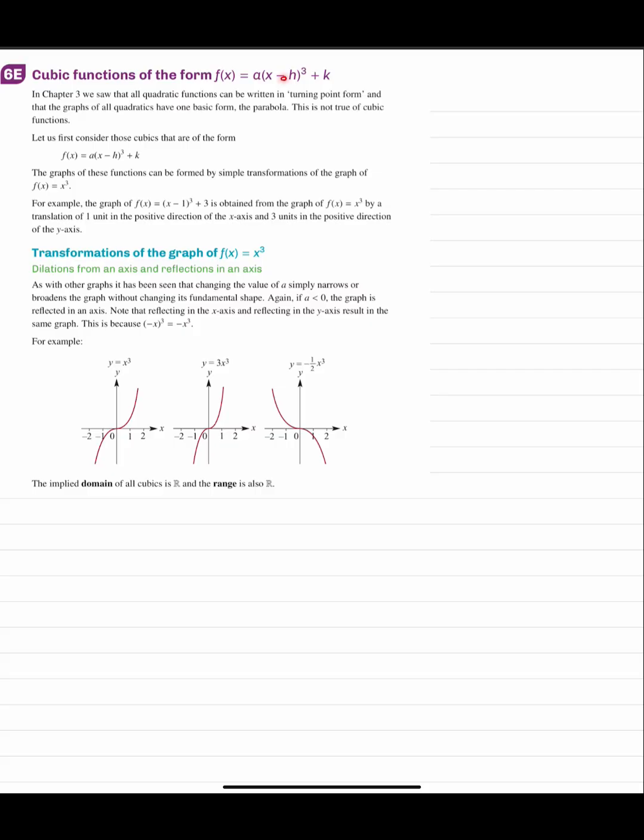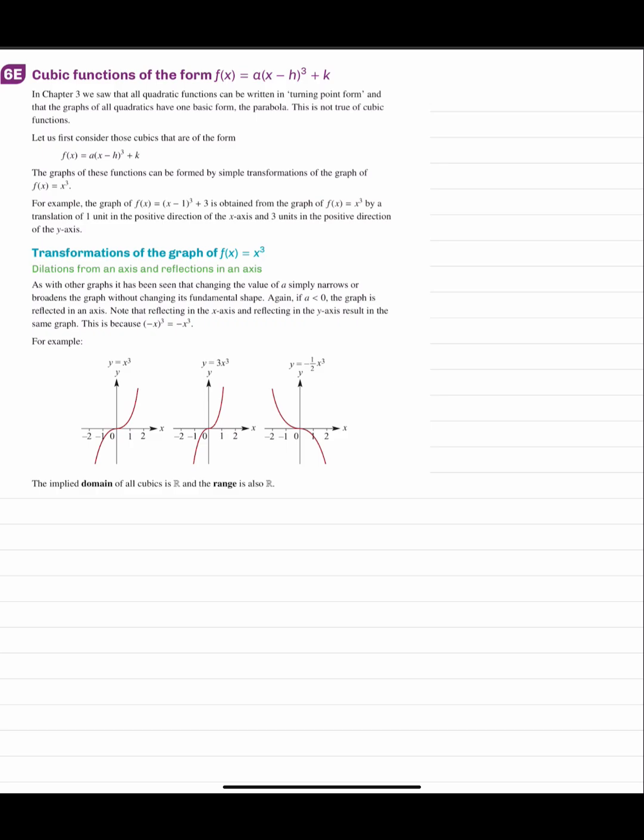As for H and K, these two are the translation factors. H controls translation along the x direction, and K controls translation along the y direction. Basically, H is the horizontal translation, K is the vertical translation. That's the reason why we're still using these three parameters, so that you can carry on with the same concept here. Now, firstly, let's take a look at dilations from an axis and also reflections.